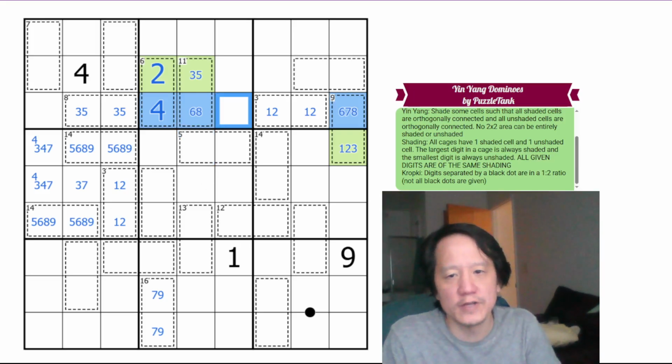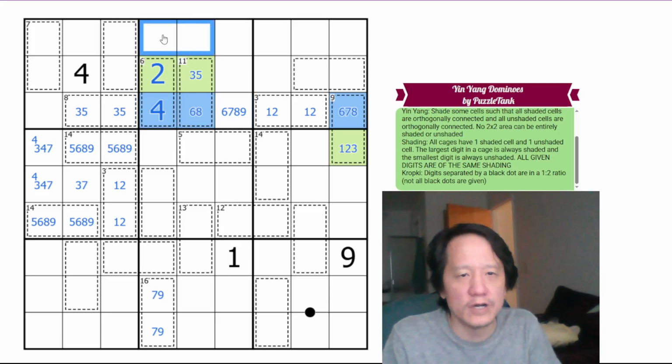This is 6, 7, 8, 9. 1 in box 2 cannot be here, so it must be here. So 1's here, which means 1 is one of these two. This is a split.